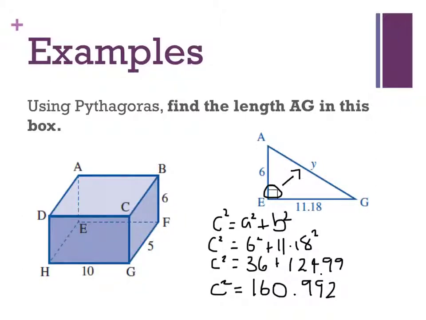Okay, so c squared is going to equal a total of 160.992. In order to find out c, I need to find the square root of 160.992. Okay, and the answer, when I type that into my calculator, I get an answer of 12.688. Now, rounding that to 2 decimal places, I'll get an answer of 12.69. Okay, guys, and that is it.